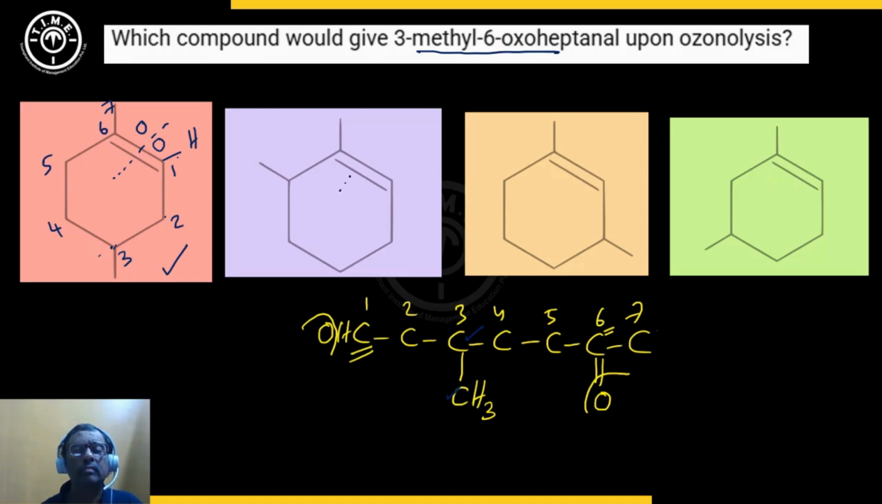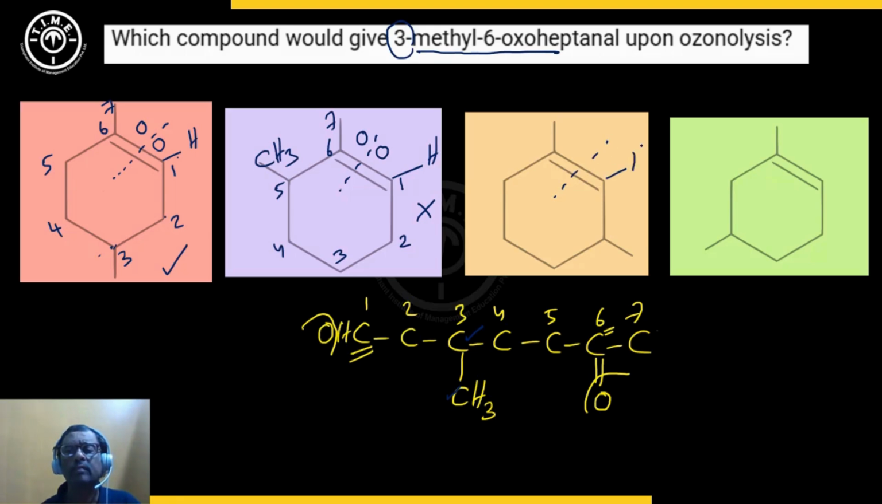Suppose I break it here with an O, this is a hydrogen here, and an O here. This is carbon number 1, 2, 3, 4, 5, 6, 7. But on the 5th carbon there is a methyl. We want it on the 3rd carbon. So this is out.